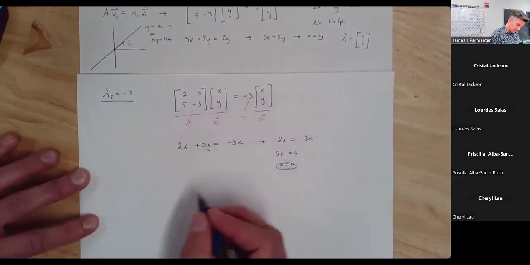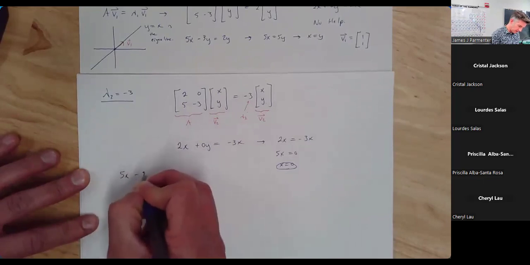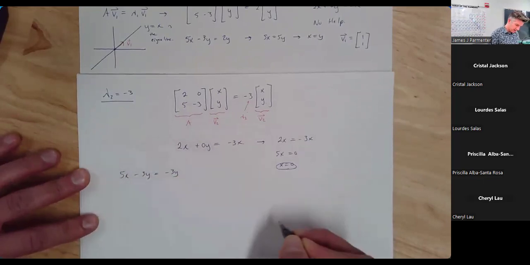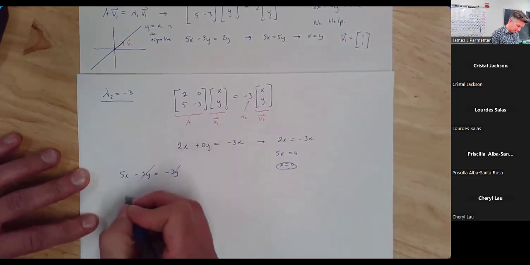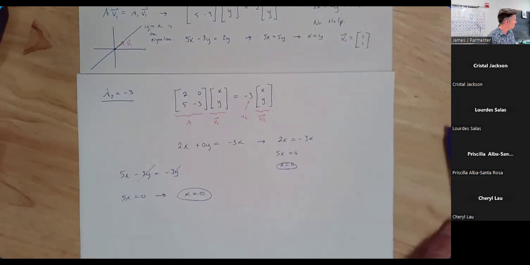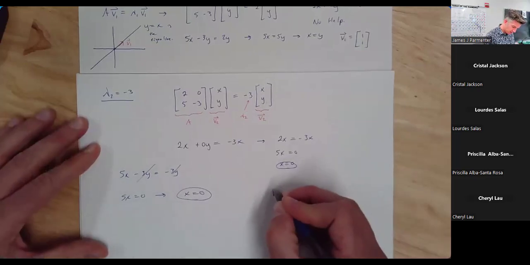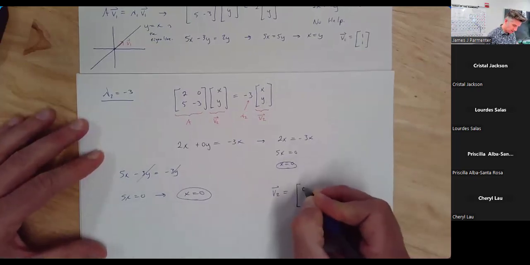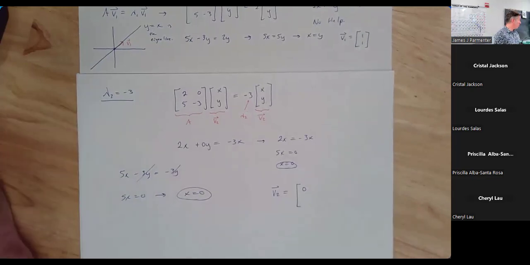So if you use the other equation, you get 5x minus 3y equal to negative 3y. The negative 3y's cancel, and you get 5x equal to 0, again giving us x equal to 0. Well, shoot, what's y? Well, what isn't y? What's the only thing we said couldn't be an eigenvector? So if x is 0, my eigenvector is 0, comma, not 0.